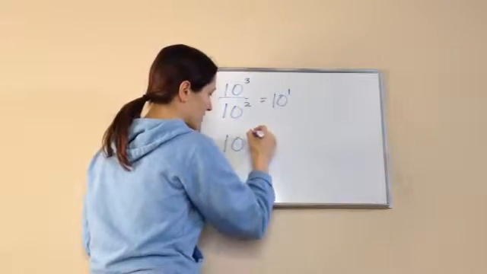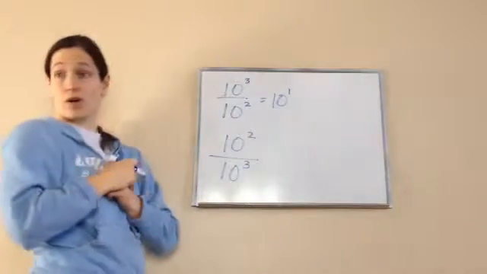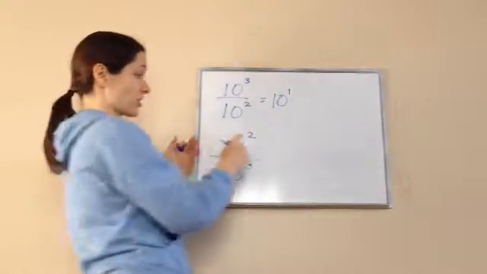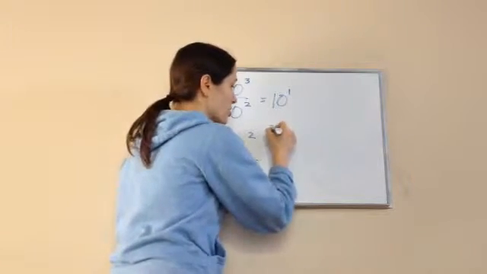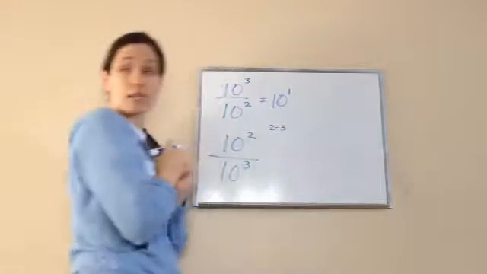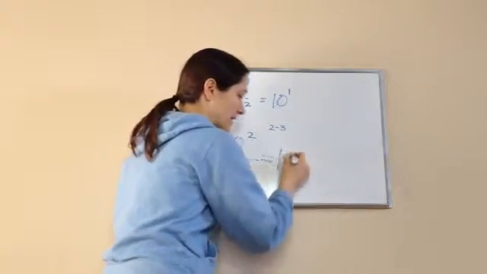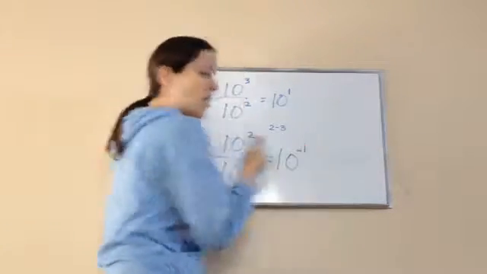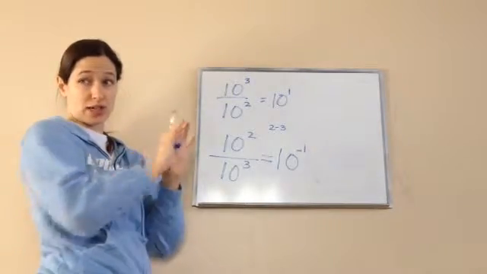If I say 10 to the second power over 10 to the third power, you're actually doing 2, the top one, minus the bottom one. So this would be 2 minus 3 on the exponents. It would be -1. So the answer here would be 10 to the -1. Okay. Now, stay with me. Are you understanding this thought so far?